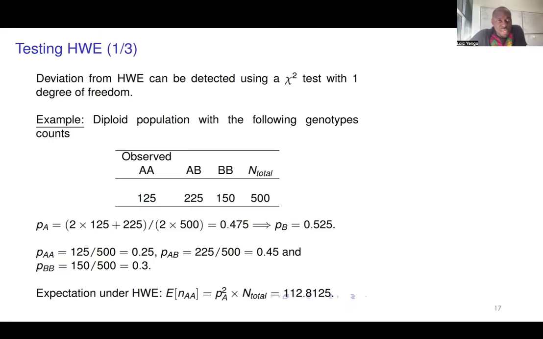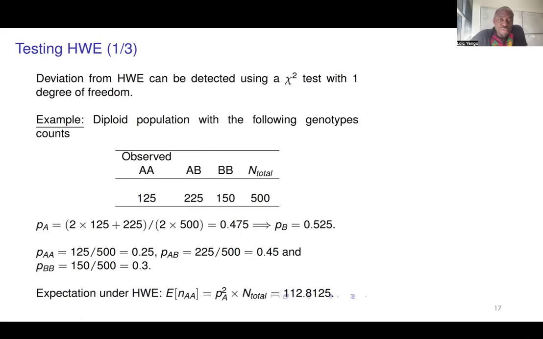1 degree of freedom. Let's consider the following example where we have three genotype classes, capital A capital A, capital A capital B, capital B capital B. For each of those genotype classes, we have the counts. So we have 125 AAs, 225 ABs, and 150 BBs, which sum up to a total of 500 individuals.